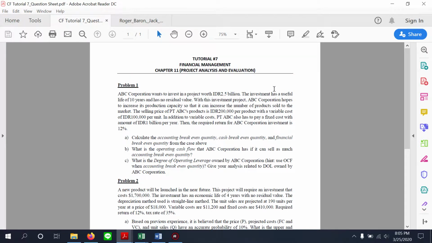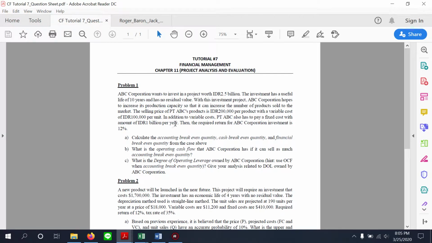Today we will discuss chapter 11, project analysis and evaluation. Basically, in this chapter, we're trying to find the break-even quantity in accounting terms, cash terms, and financial terms. We also calculate the degree of operating leverage and do a sensitivity analysis.